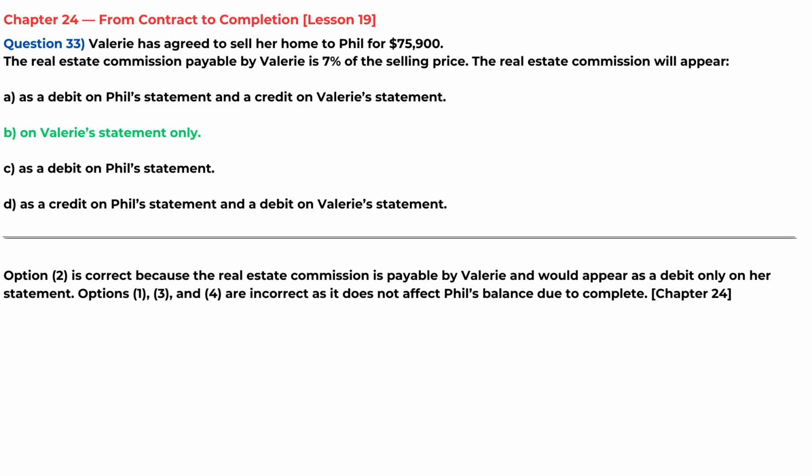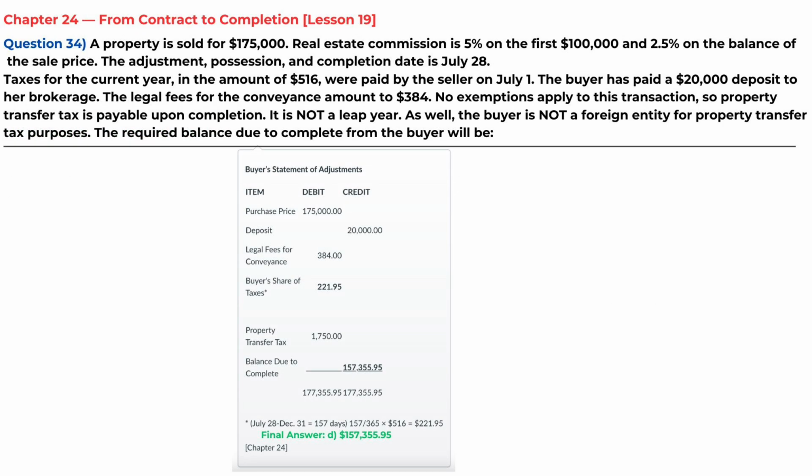Chapter 24. Question 34. A property is sold for $175,000. Real estate commission is 5% on the first $100,000 and 2.5% on the balance of the sale price. The adjustment, possession, and completion date is July 28. Taxes for the current year in the amount of $516 were paid by the seller on July 1st. The buyer has paid a $20,000 deposit to her brokerage.